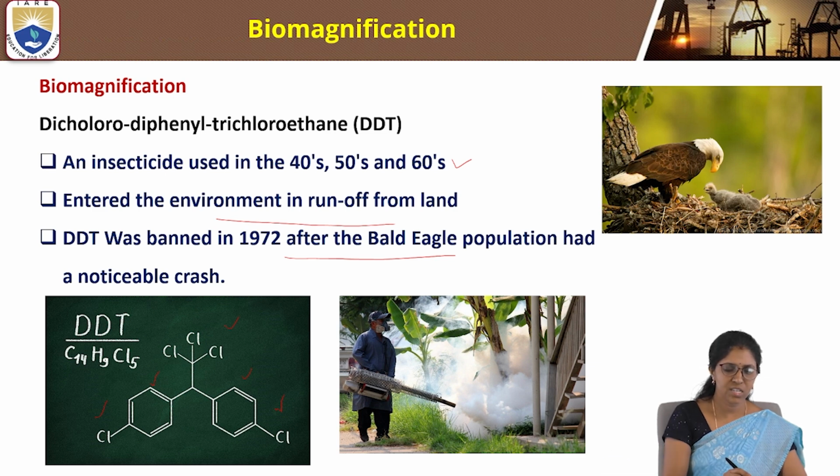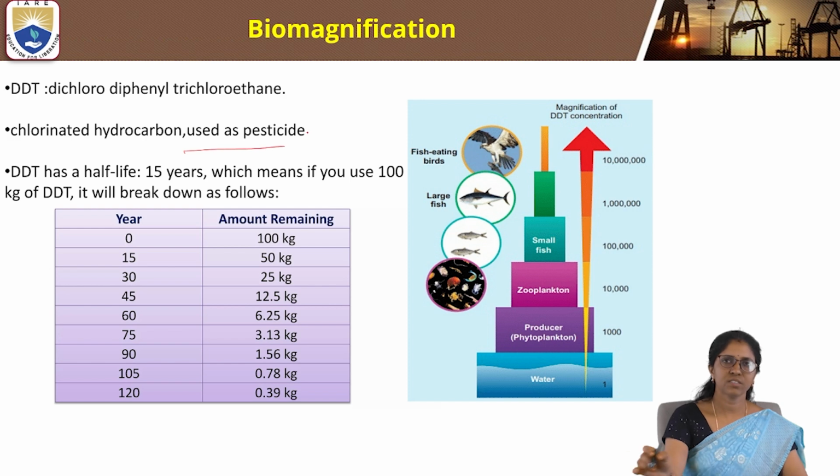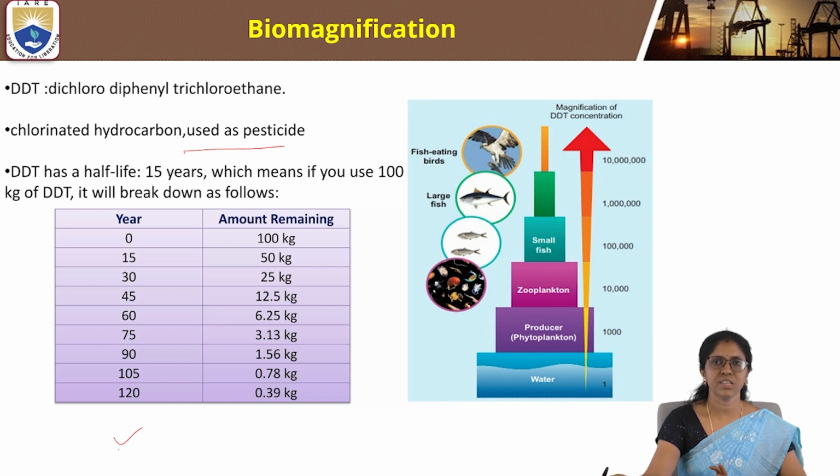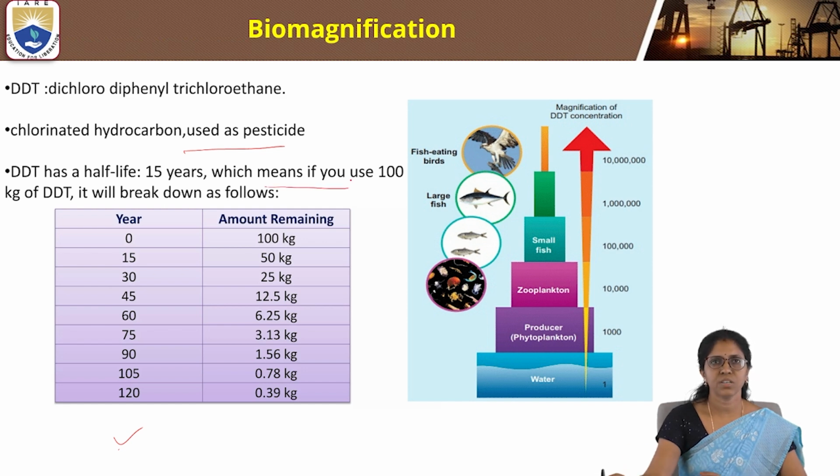So the structure of DDT is diphenyl trichloroethane. We know that this is a pesticide. It is a chlorinated hydrocarbon. This table shows the half-life of DDT, which is 15 years, which means if you use 100 kg of DDT, it will break down as shown in the table.